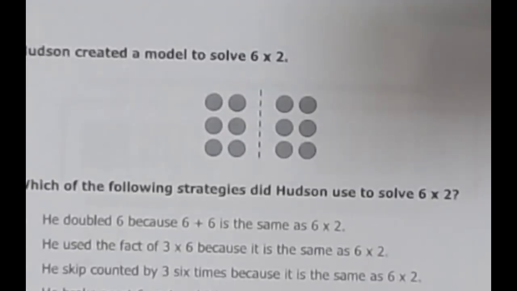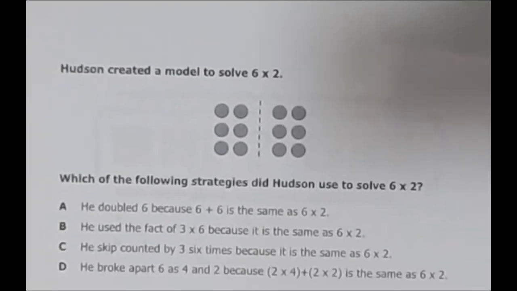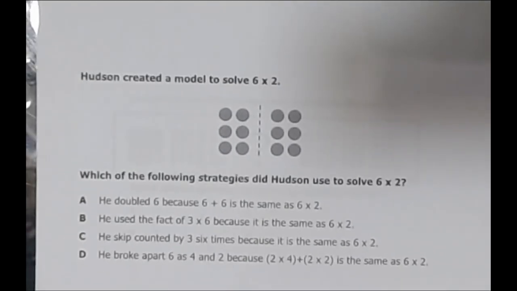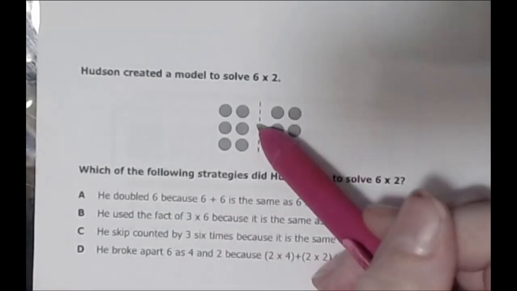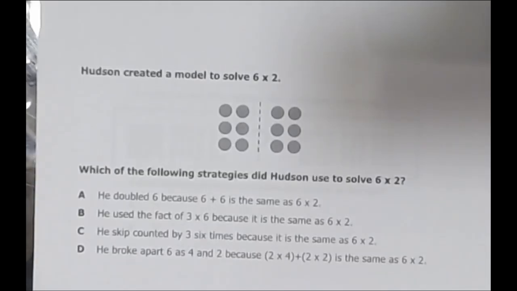All right, here we go. Wednesday. Hudson created a model to solve for 6 times 2. I told students when we were learning this to look at this. When they see this type of problem with the dotted lines, that means that we are assessing their knowledge on the distributive property of multiplication.